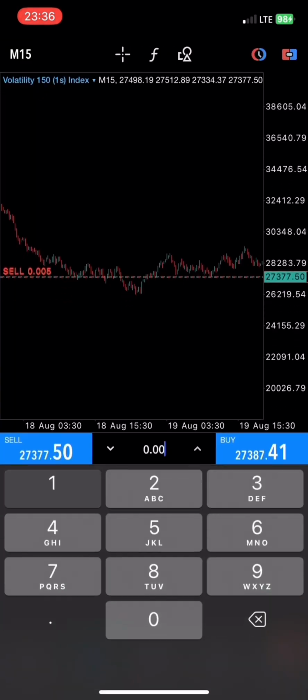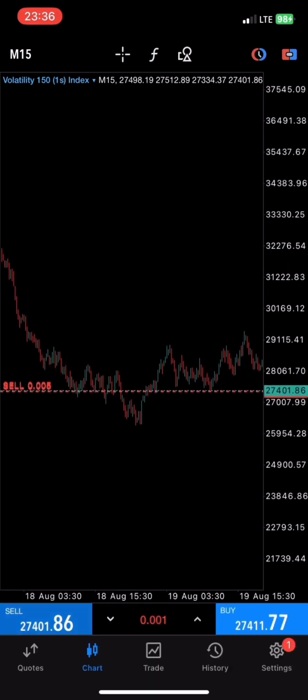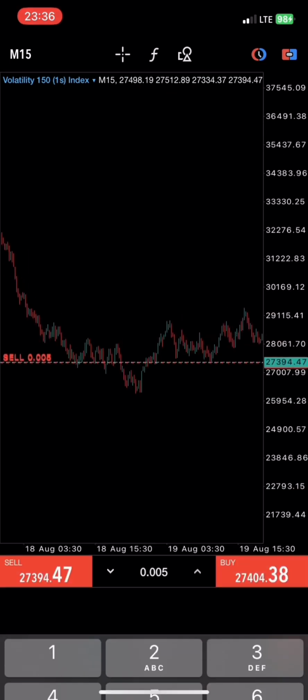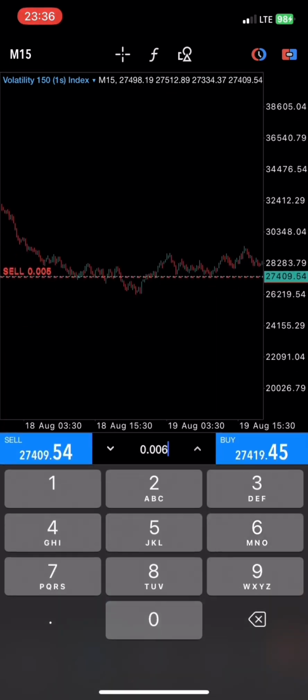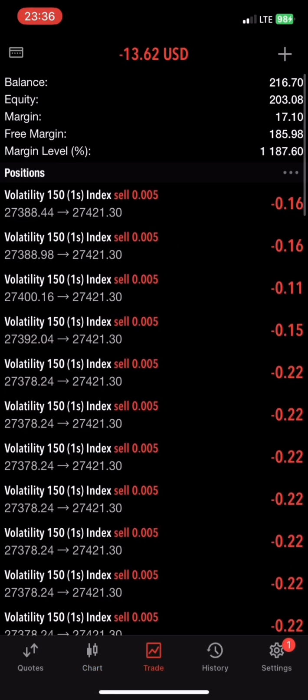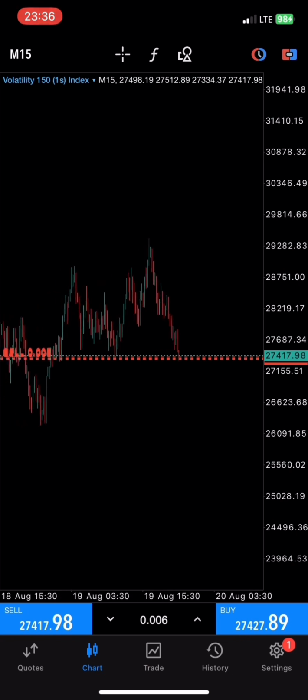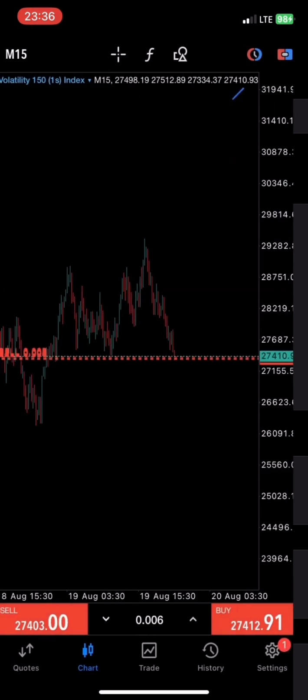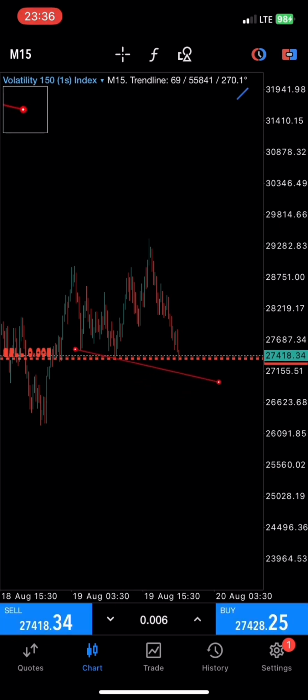Here I'm in another trade which is Volatility 150 1s index, M15. I put some sell orders there. I put the sell orders and it seems like I'm in a floating of $14. A while ago, if I was in a loss of floating of 14, I would have blown already, wouldn't I?